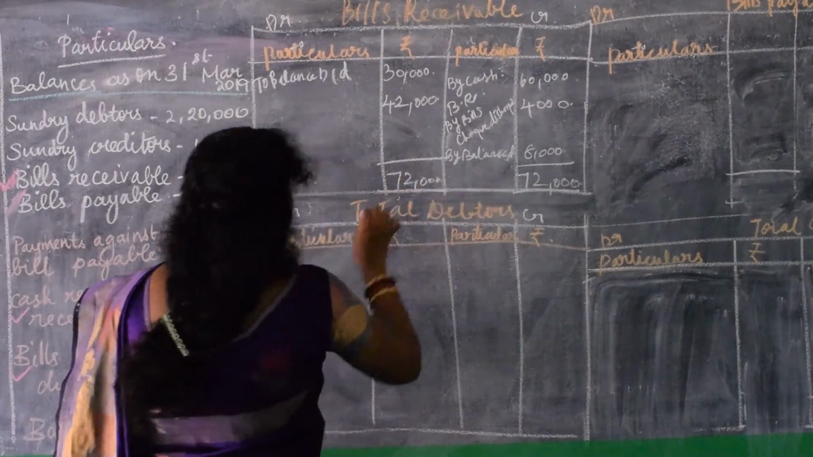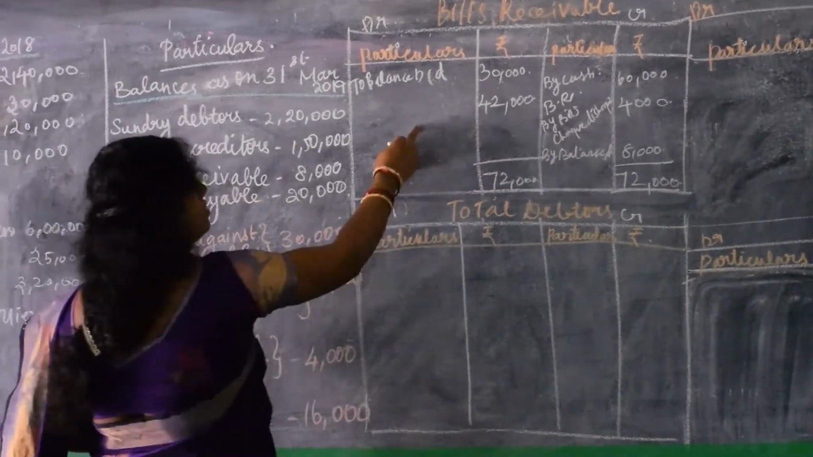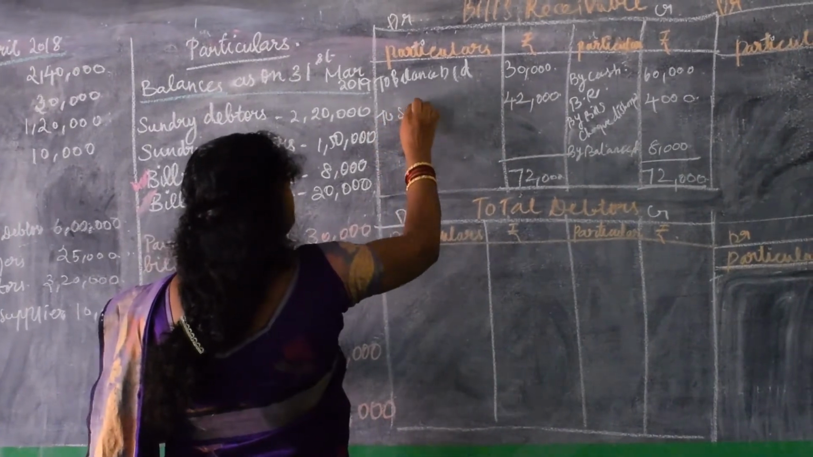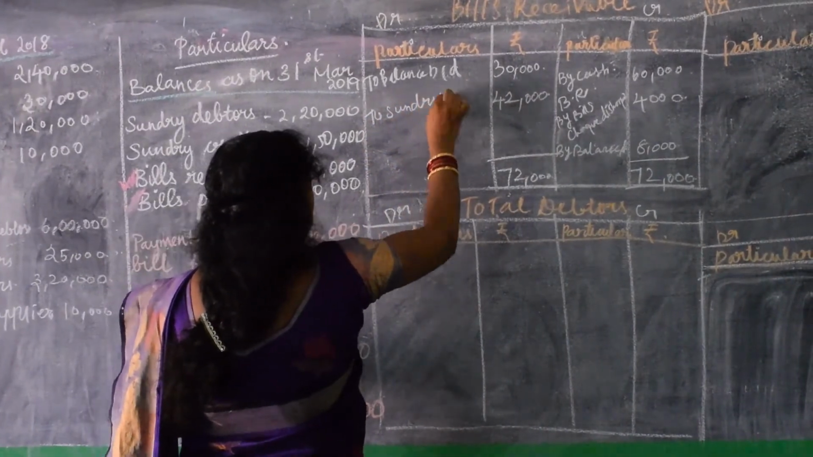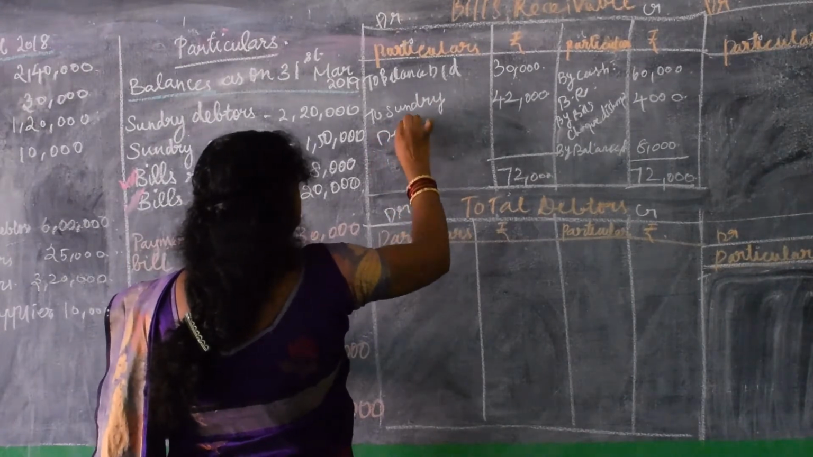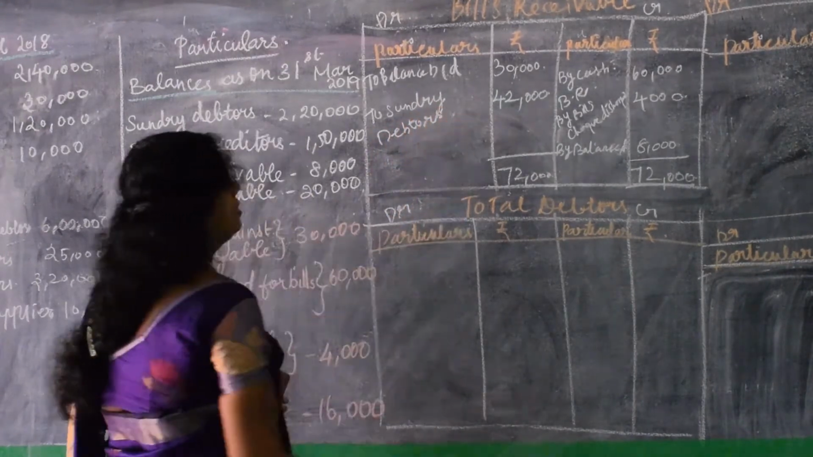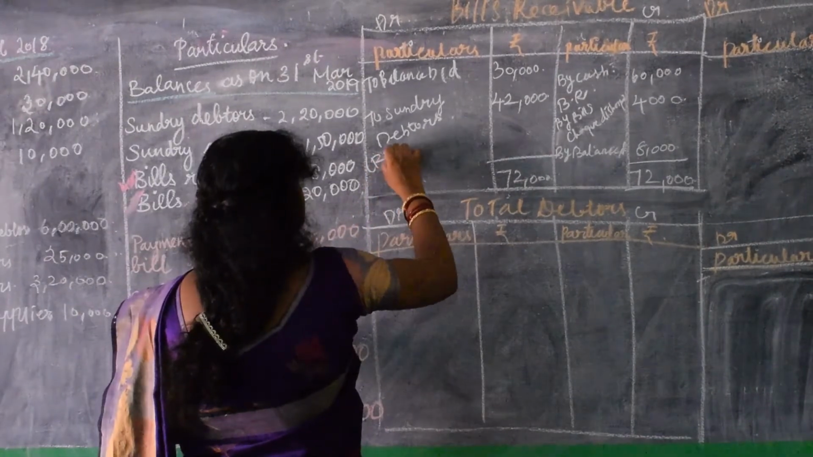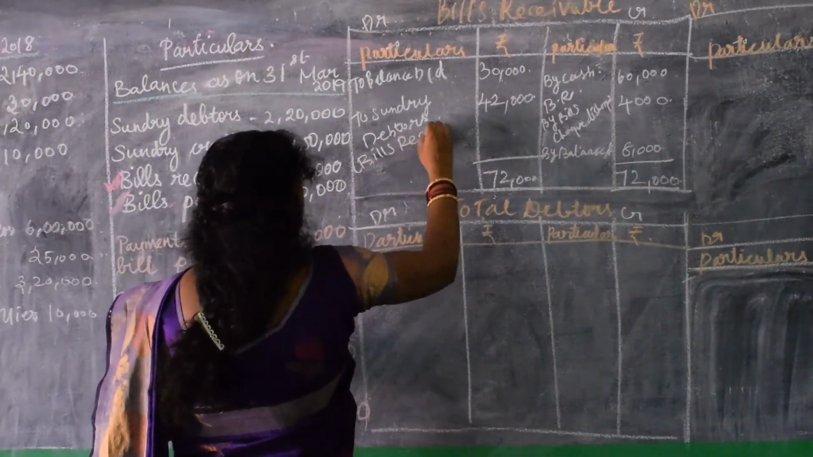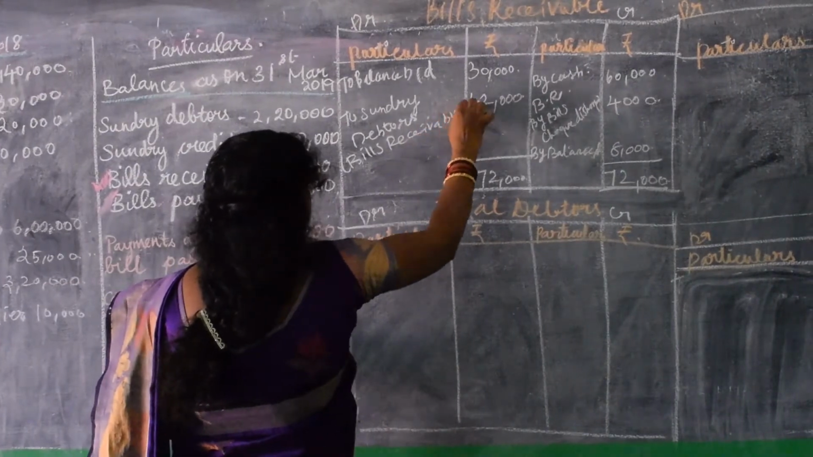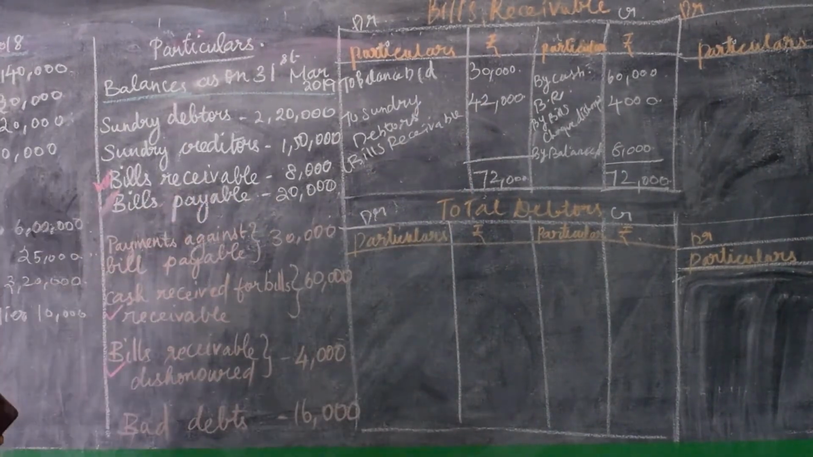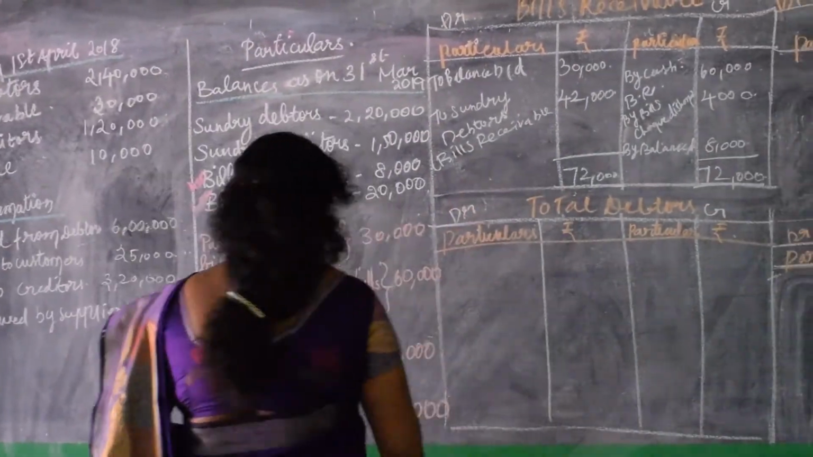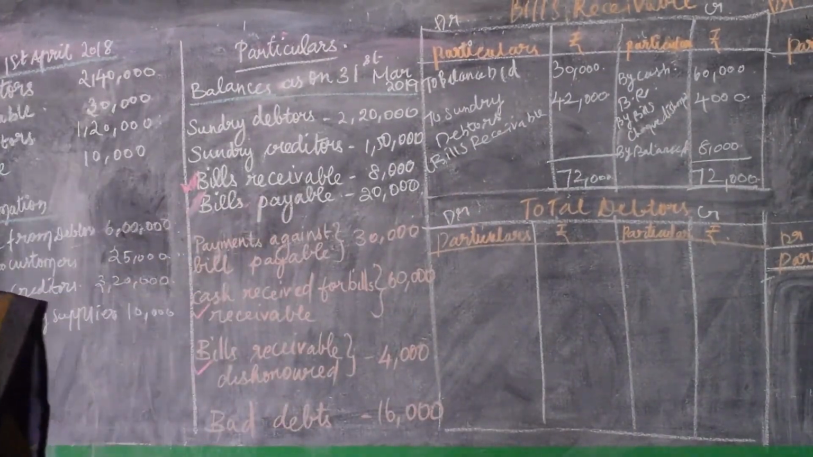Total both the columns. What is this? This is to sundry debitors. Sundry debitors is 42,000, that is bills receivable. Yes. Next we will move on to finding out the total debitors. Same procedure only. Okay. Now I have chosen a green color.